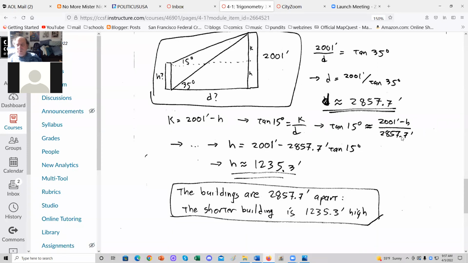Well, after a bit of algebra, we transpose 2,857.7 over, and we transpose the h. Okay, after the bit of algebra, we get that h equals 2,001 feet minus 2,857.7 times tan 15 degrees. Okay, so here you just get your calculator, and out comes h is about 1,235.3 feet to the nearest tenth of a foot. Okay, so that's h. So great, we have it. They are 2,857.7 feet apart, and the shorter building is 1,235.3 feet high.